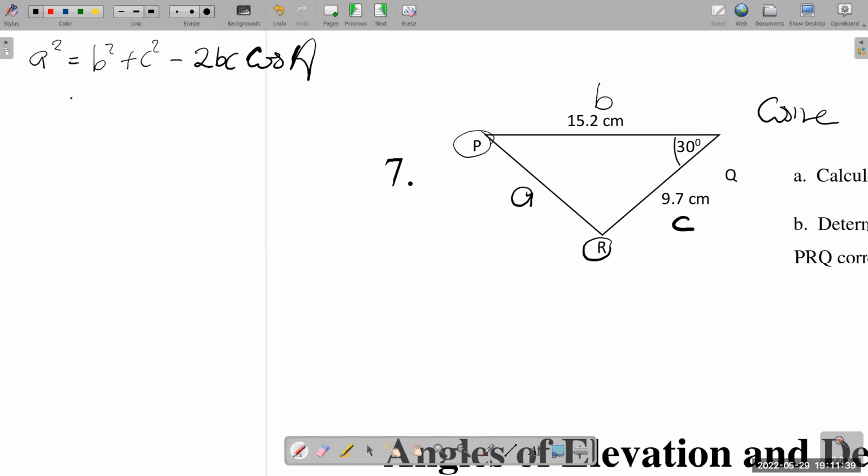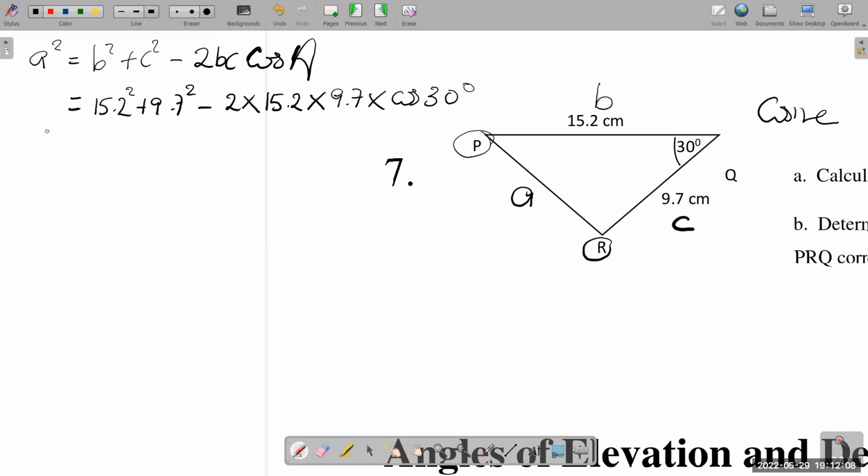So people with calculators, let's go. Because we know this is not hard. It's just a lot of work. So we're going to end up with 15.2 squared plus 9.7 squared minus 2 times 15.2 times 9.7 times cos 30. Everybody agree with this?